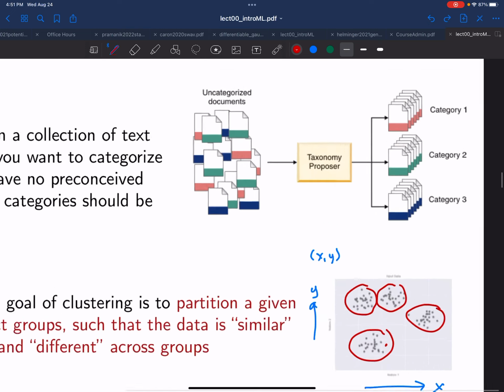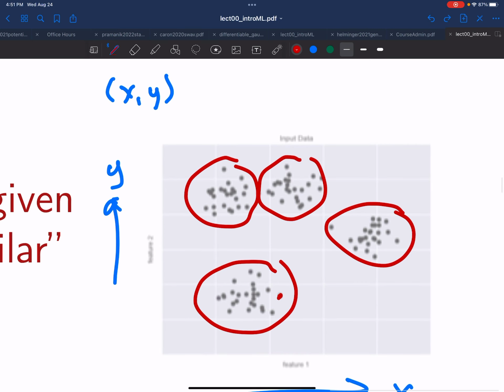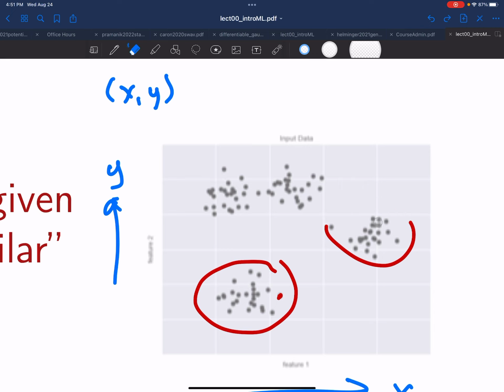Yeah. So, I mean, another way to say it is like in this picture. Let me use different colors here for the different clusters.